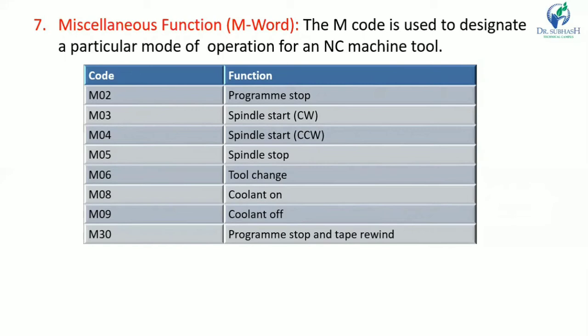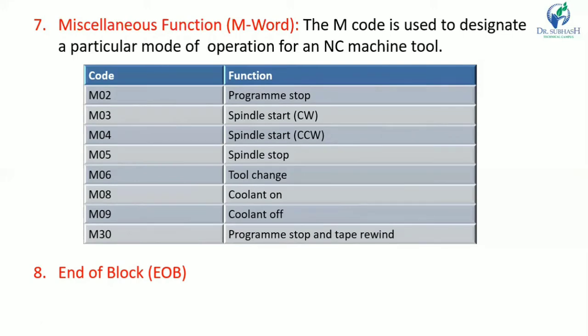For coolant on, we use the code M08. And for coolant off, we use the code M09. And for the program stop and tape rewind, the M30 code is used. Then the last word is the end of block. It is EOB. This EOB symbol identifies the end of an instruction block.